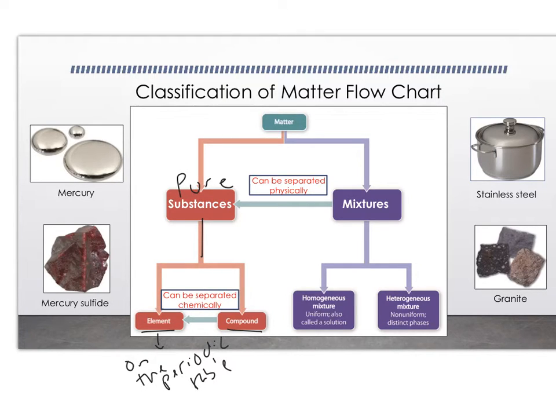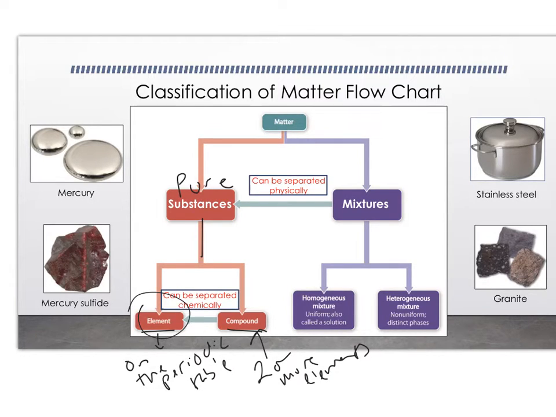So if you can look at a periodic table, especially the one that's in your ISN, and find only one single element, it is classified as that element. However, if you look at an example and it has two or more elements, that is considered a compound.